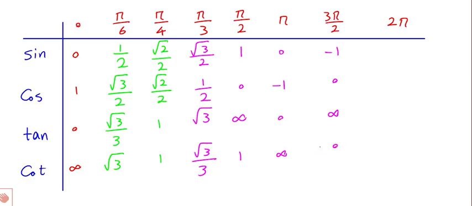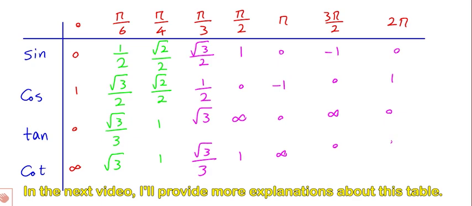And finally, 2 pi. We know that 0 and 2 pi coincide on the unit circle. So, in terms of trigonometric ratios, they are equal to each other. So, sine of 2 pi is equal 0. Cosine of 2 pi is equal 1. Tangent of 2 pi is equal 0. And cotangent of 2 pi is undefined.